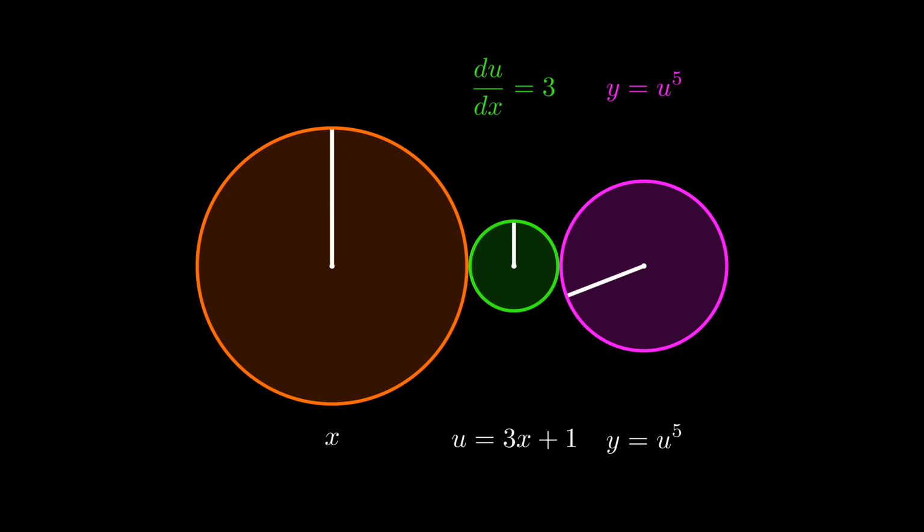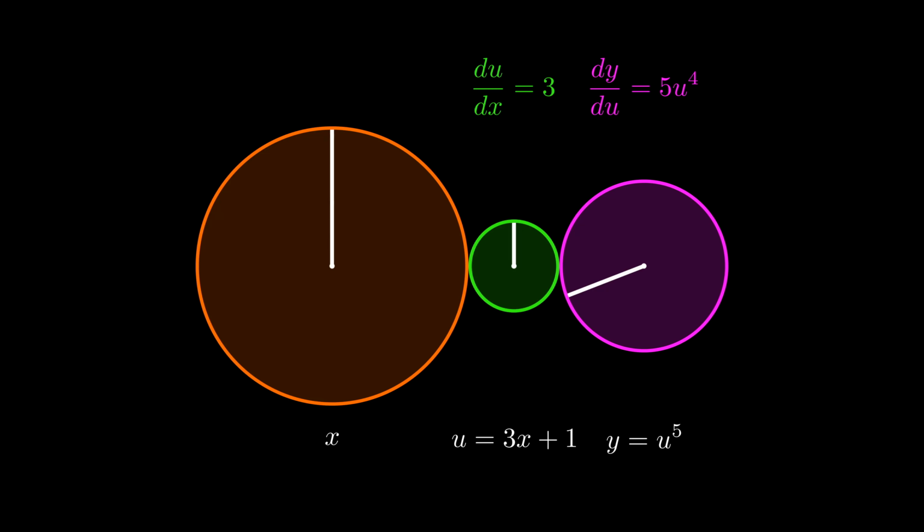For the next link, from u to y, at any given moment, the rate at which this gear is spinning depends on the instantaneous value of u. Since y equals u to the power of 5, taking the derivative with respect to u gives dy/du equals 5 times u to the power of 4. This is the exact number of spins that this gear will spin with respect to one full spin of the u gear. For those of you wondering what it means to scale something by 5u to the power of 4, if we were at u equals 1, the scale factor would be 5 times 1 to the power of 4, which is just 5. That would mean that at that instantaneous moment, a single spin of u would spin this gear 5 times, and so forth.